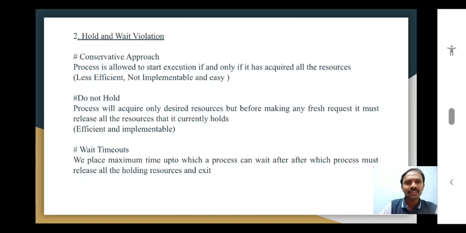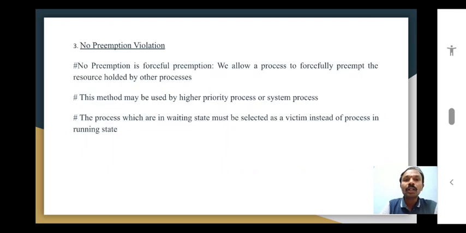So let us not be happy with this hold and wait violation only, right? Let us go for the third method. So the third method was no preemption, right? So what will the no preemption violation do? It will forcefully preempt, right? Forceful preemption, as we already know from scheduling algorithms, right?